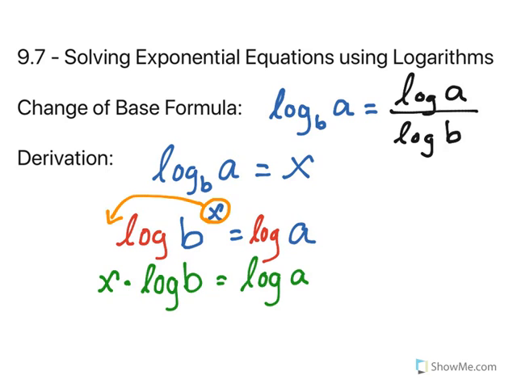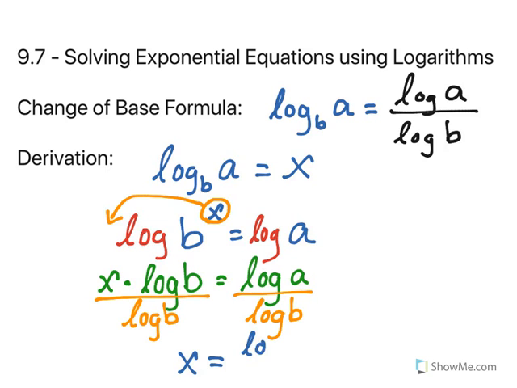And log of b is just a number, so I can divide it out. So now I can divide by log b on both sides. And that gets me to our formula. x is equal to log of a over log of b. Okay? So that's the derivation of the change of base formula.